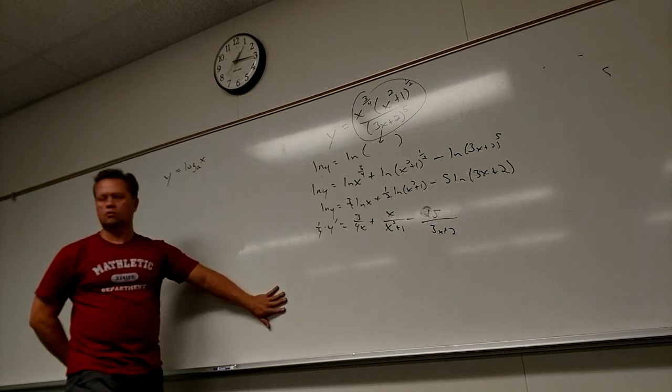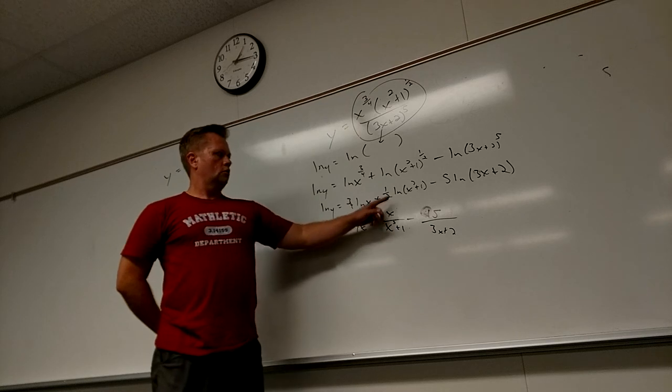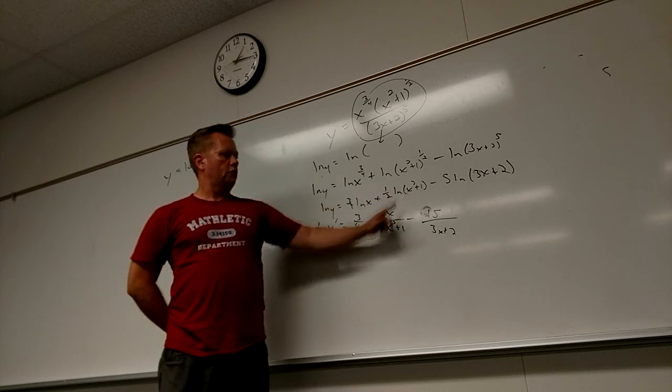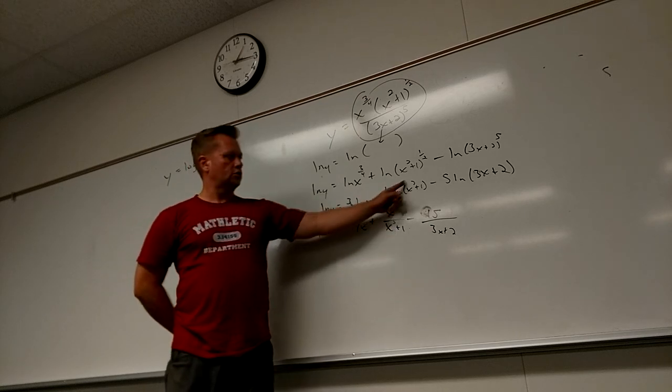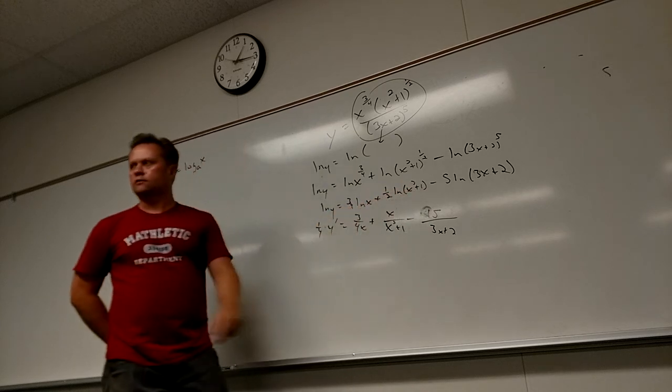Sorry, for the second one, the one on the right side, where'd you get x over? So it'd be like 1/2, 1 over this, times the derivative of the inside, which is 2x. Yeah, and then the 2 and the 1/2 cancel. Okay.